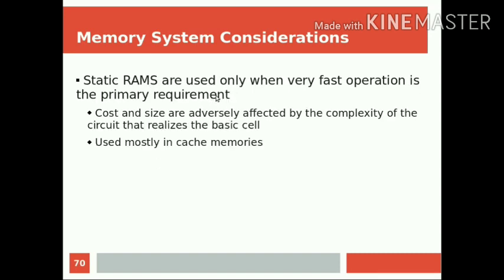Static RAMs are used only when very fast operation is the primary requirement. Cost and size of a static RAM are adversely affected by the complexity of the circuit that realizes the basic cell. That is, in the case of a static RAM, to implement one cell we need 6 transistors. They are used mostly in cache memories. Cache memories require a very fast memory.